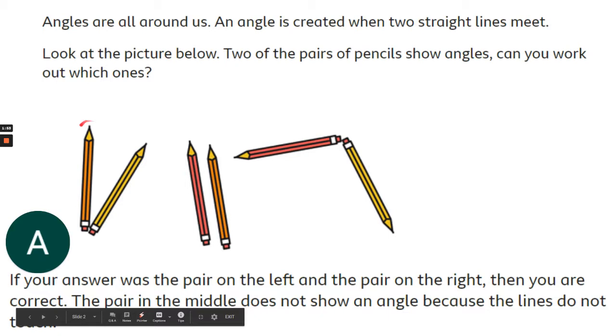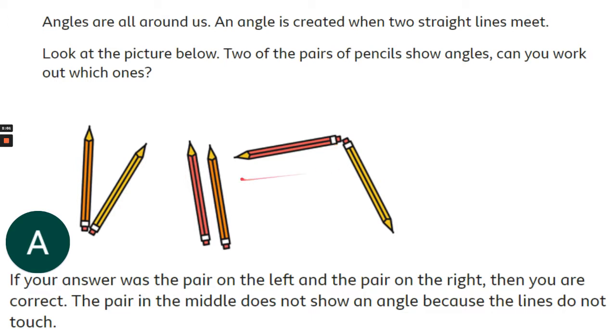So here we go, we've got an angle here. You can see the pencils touch, there we've got a turn. Here in the middle, these two pencils never meet, they run parallel to each other, there's never going to be an angle between them.